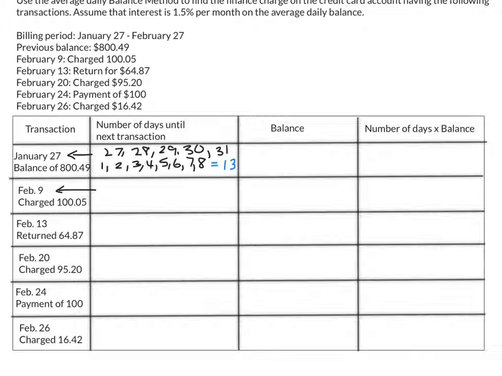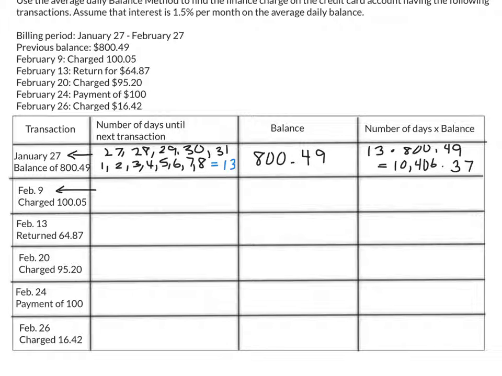Now we'll list our balance. And notice that our balance on January 27th is just the previous balance. So we'll just write down the previous balance, which is $800.49. And this can also be thought of as the starting balance for the billing cycle. Now we'll multiply 13 times $800.49 and round to two decimal places, and we get $10,406.37.